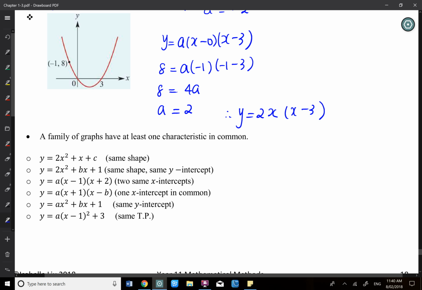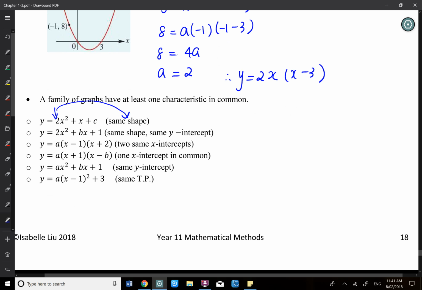For the second one, I wrote same shape in the bracket. What makes the same shape depends on the a value, because that's the dilation, that's the stretch. If you stretch the same amount, like 2, that will give you the same a value. So that's where the same shape comes from. Same y-intercept, because they all have a y-intercept at 1 for the second. And for the third one, we know that is the x intercept form, so it's just the dilation that is different. They all have the same x intercept.